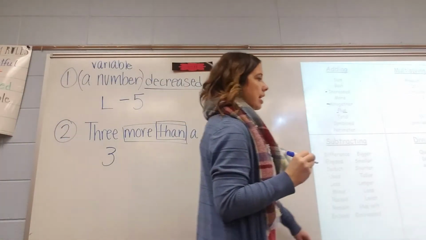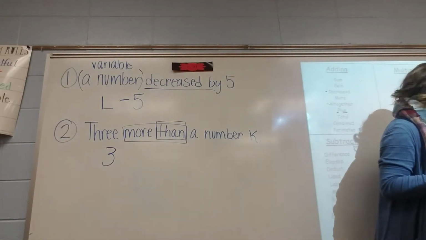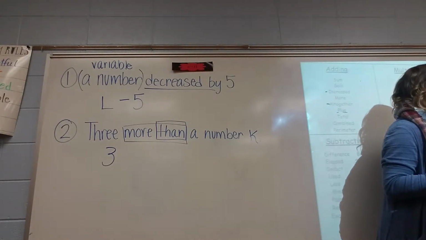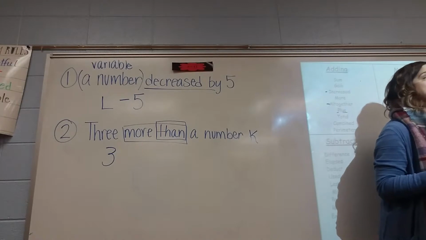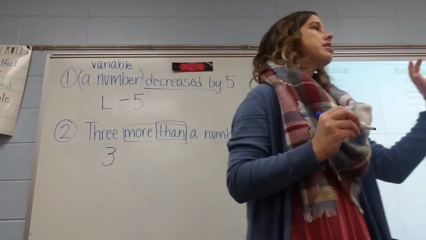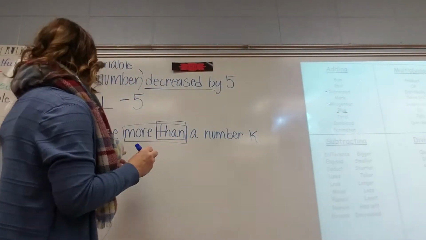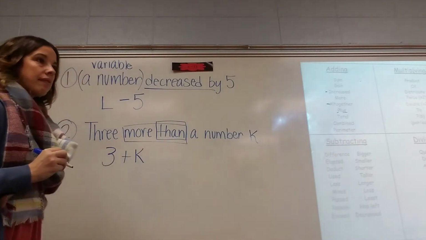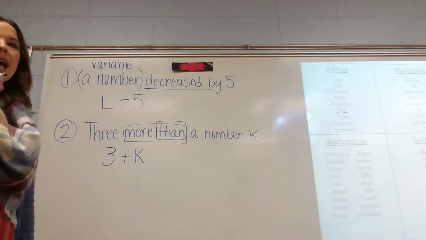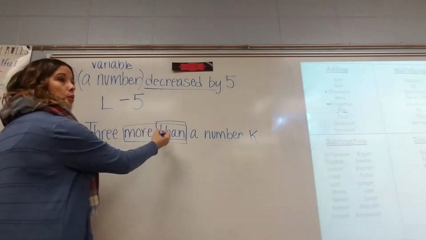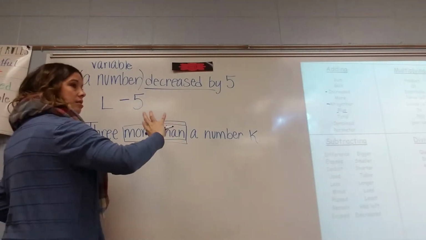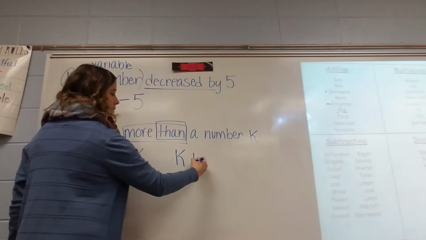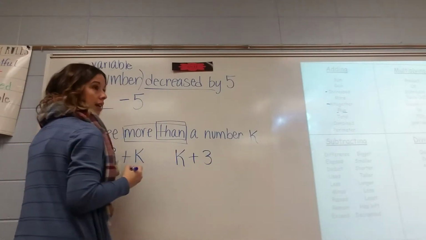Look at your paper. The word than is under reverse the order, right? No, it's not reverse the operation. It's reverse the order. Because you guys would probably write 3 plus K, right? But you got to flip-flop it because it's more than. It has that word than, so we got to flip-flop it. So the correct answer would be K plus 3.